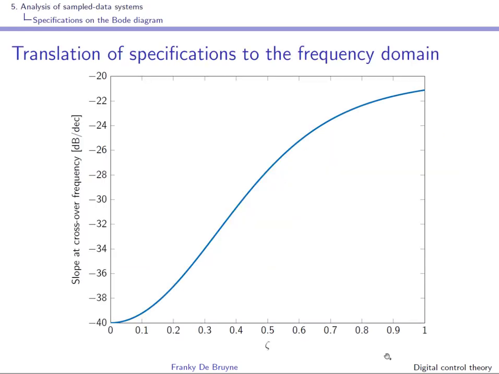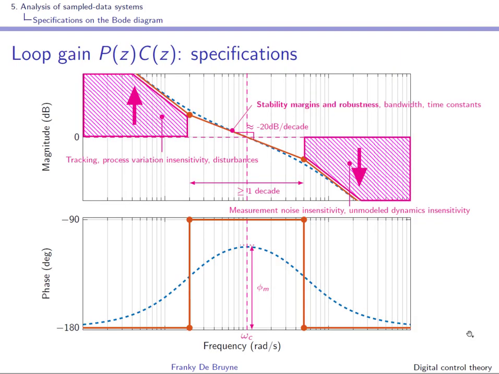So this is this curve that links the slope at the crossover frequency with the damping ratio zeta, and you can see here that in a practical design you will always have a slope that is around minus 20 dBs per decade. So remember that this is the type of loop gain that you should see in your Bode diagram. So this is here the crossover frequency, the phase margin, and this slope of approximately minus 20 dBs per decade over a frequency range that is larger than a decade.